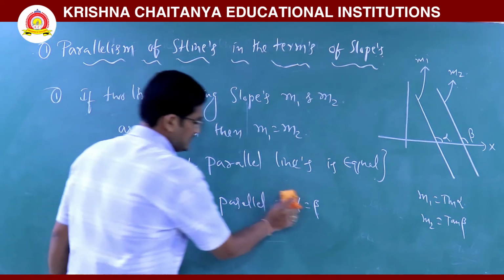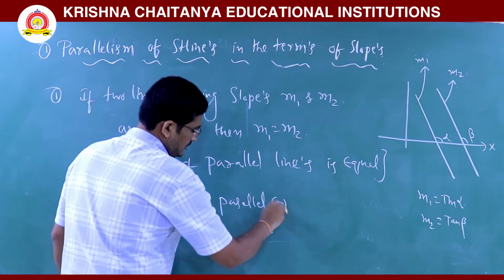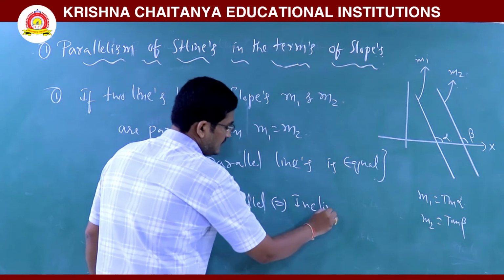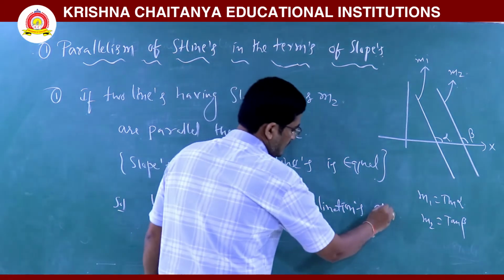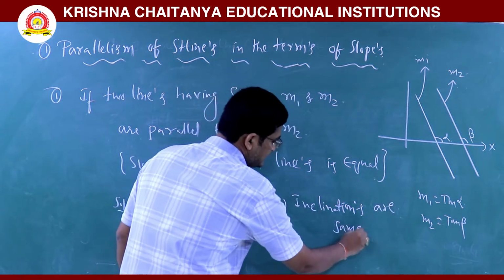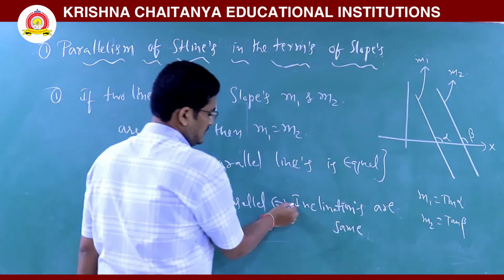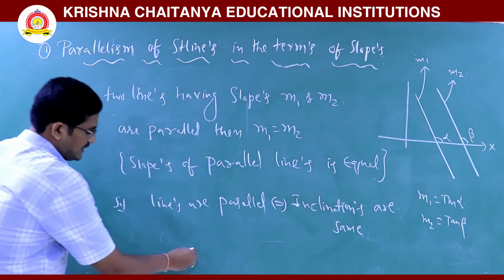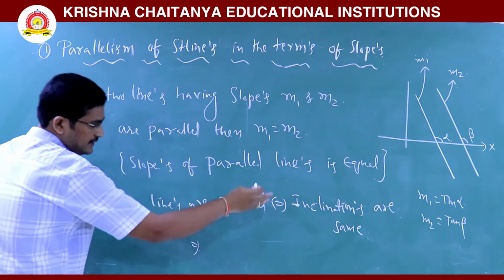Lines are parallel. First I am writing: lines are parallel, then inclinations are the same. Just first you have to remember this one. Lines are parallel, then inclinations are the same. So if those two lines are parallel, the inclinations are the same.